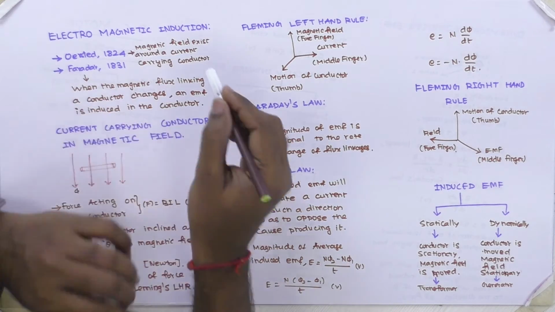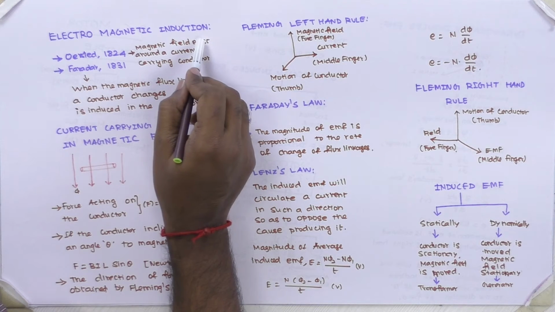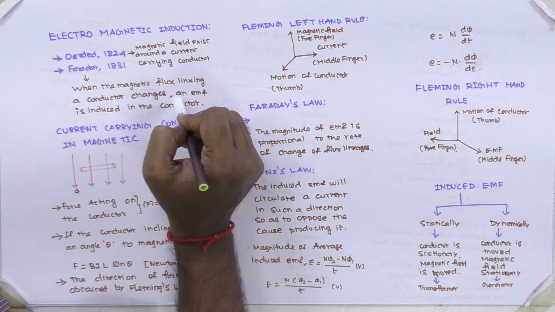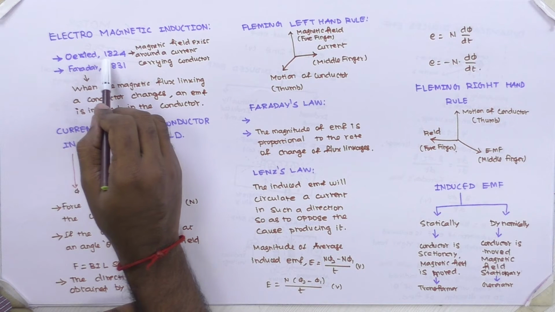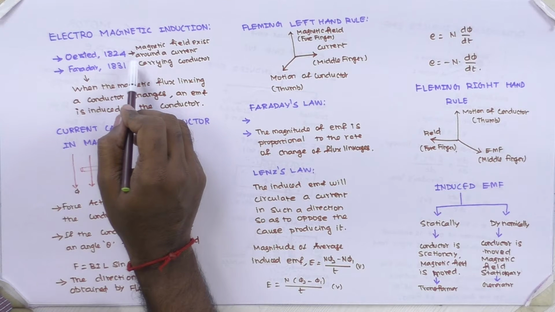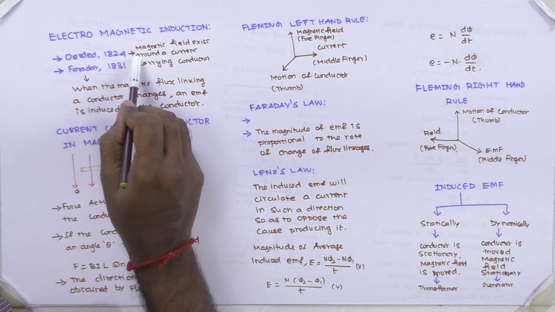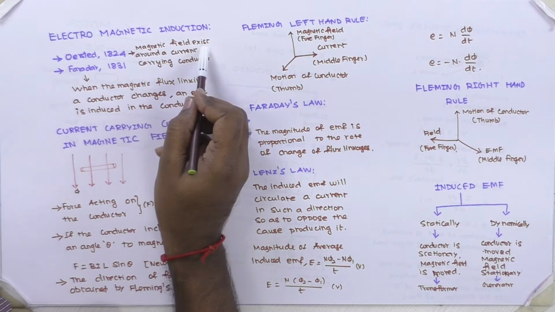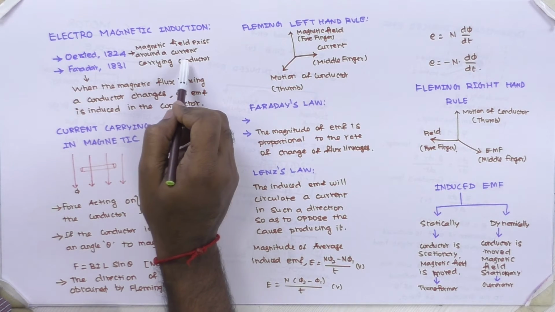So we completed the magnetic circuits. Now we see the interaction effects of the magnetic circuits and the electrical energy. That is called electromagnetic induction. Electromagnetic induction was initially found by Ørsted in 1824. He discovered that a current carrying conductor has magnetic properties. That is, a magnetic field exists around the current carrying conductor.